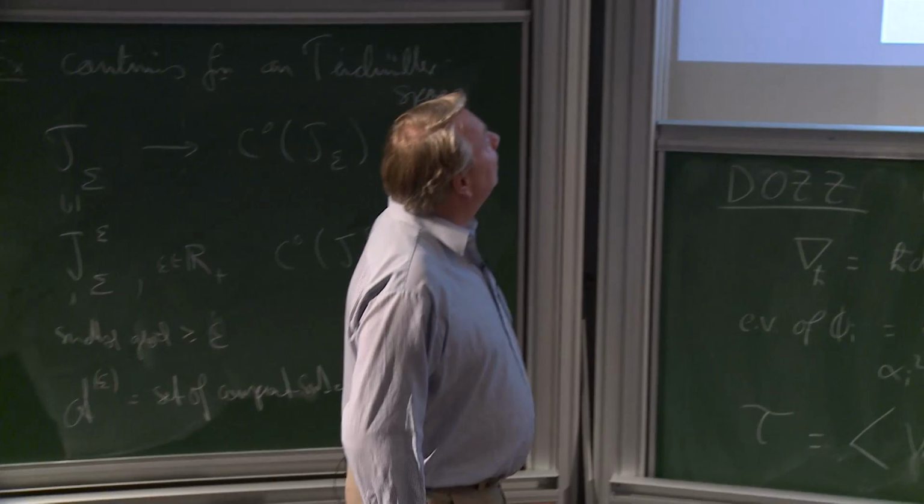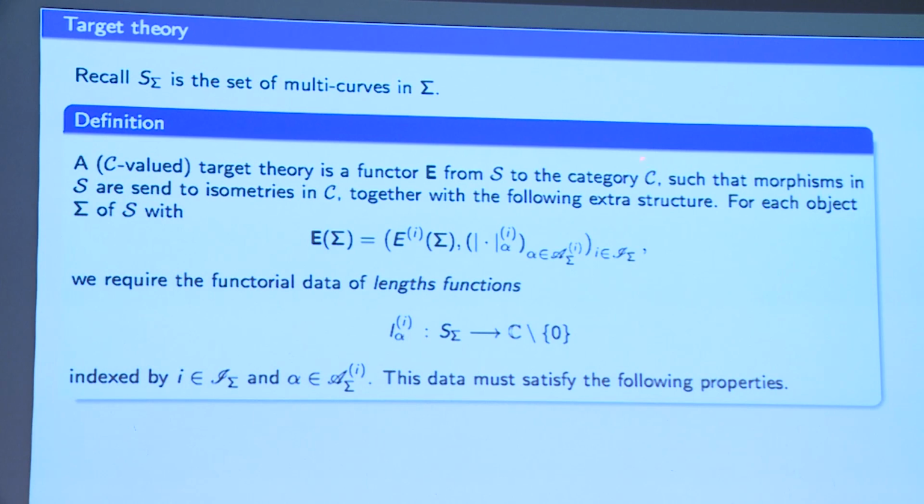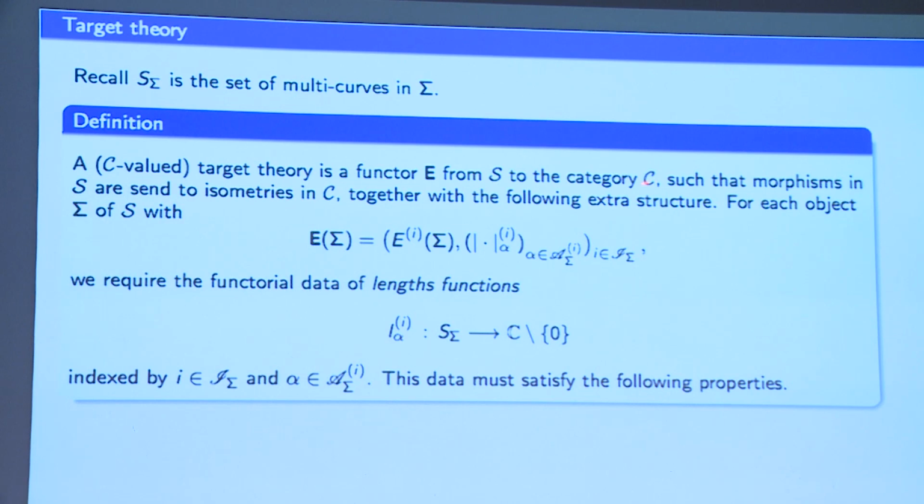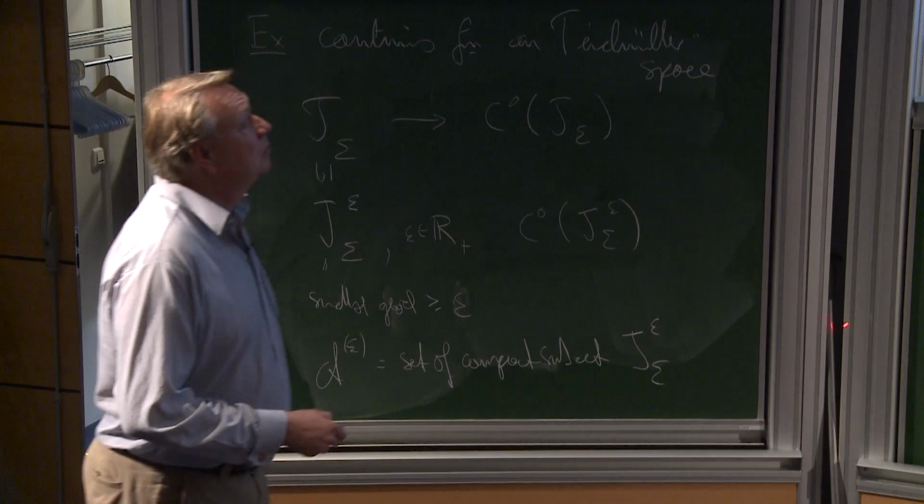Okay. So now what we're going to do is give the precise definition of what I mean by a C-valued target theory. So this will be a functor E from S to the category C we have previously defined, these directed sets of vector spaces with all these seminorms on. So I have the vector space for every surface, and I have the set of seminorms indexed by, in this case, all the compact subsets of the systole sets in this example. But right now I'm just thinking abstractly, there is just some abstract given set of seminorms.